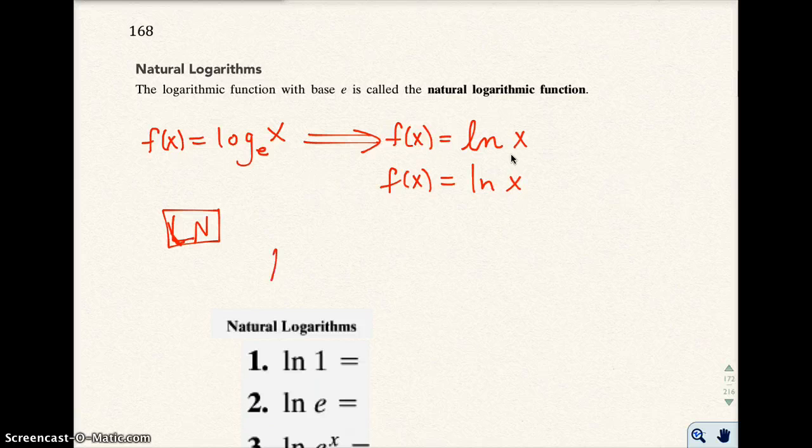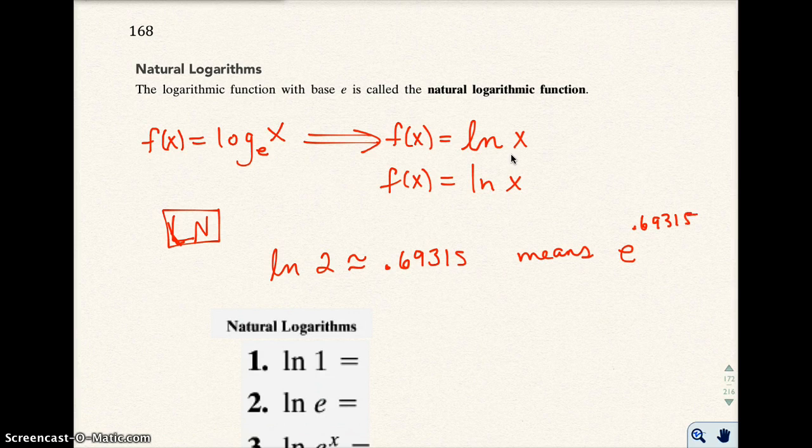So if I want to do the natural log of 2, I type it in my calculator, and I get approximately 0.69315. I'm rounding off. What that means is that e to the 0.69315 is approximately 2. And it's approximately 2 because I rounded this. So if you type it in your calculator, you'll get almost 2. I get 2.00 and a bunch of decimals after that.